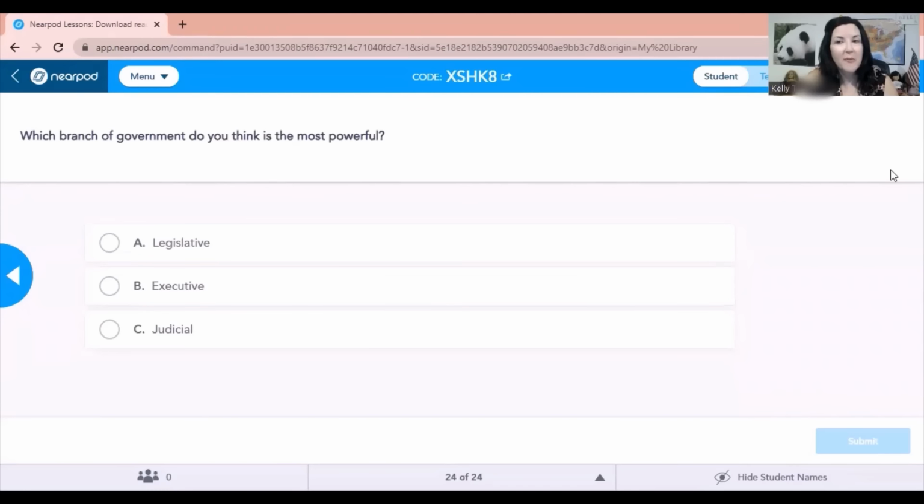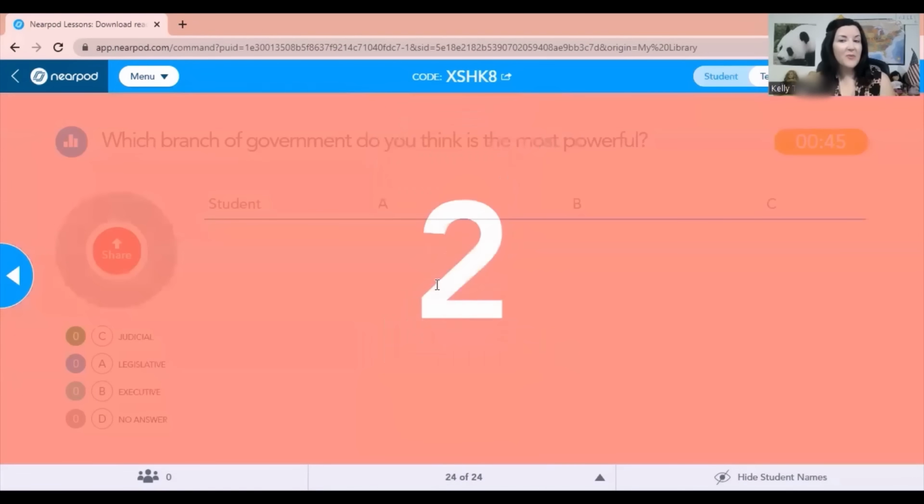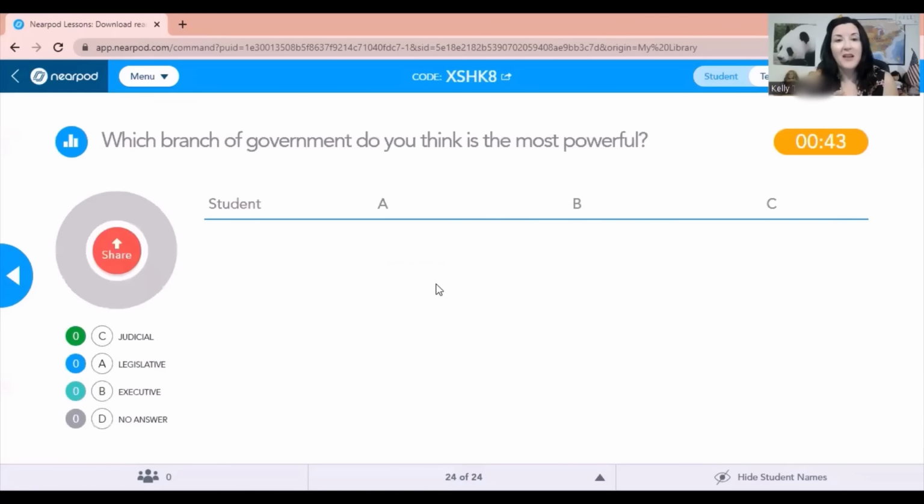Which branch of government do you think is the most powerful? You can do this in your self-paced lesson. But what I would like you to do is tell me why you think that branch is the most powerful. You can tell me that on the classroom page or write to me. I will give you a second to think about it, or you can pause this video and think about which branch you think is the most powerful.